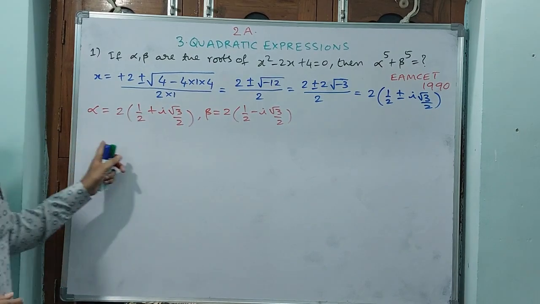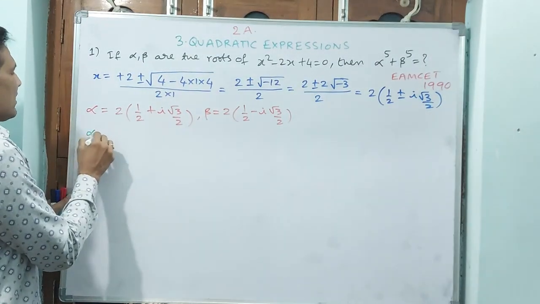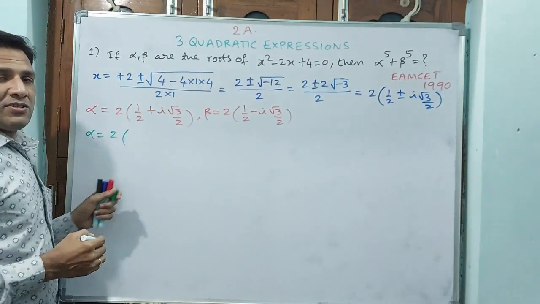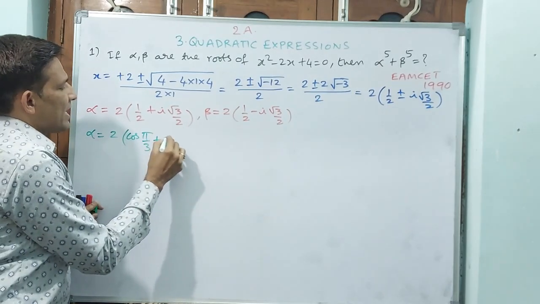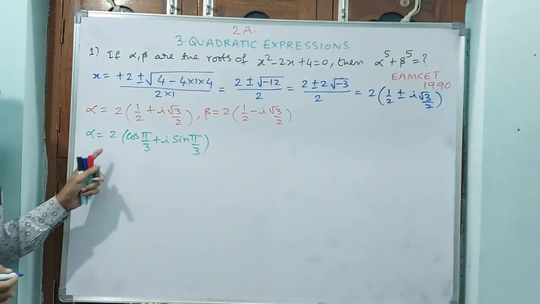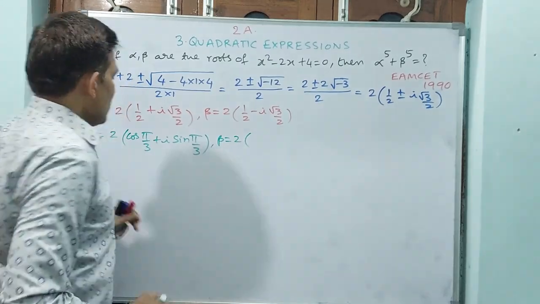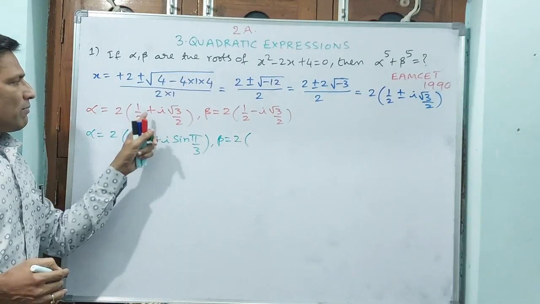Now see, what is the De Moivre's theorem equivalent? See what I am writing. Alpha is equal to 2, you keep outside like this only. This is cos 60, cos pi by 3 plus i sin pi by 3. Is it okay? Yes, definitely. Then beta also you write down. Beta is equal to 2. See here both are positive, pi by 6, pi by 6. Positive, that is why okay.